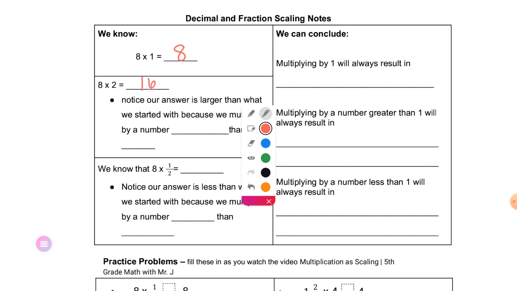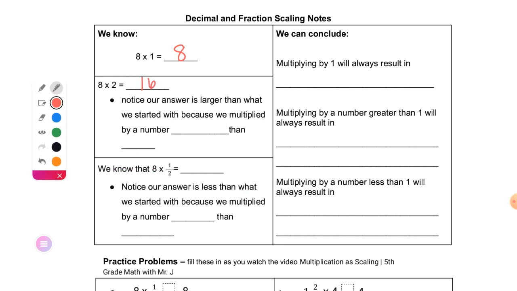So we all know 8 times 2 is 16. Now, this we haven't had to think about, but we multiplied 8 by a number that is greater than 1. So we should get an answer that's greater than what we started with. Do we agree that even though that's a new concept, that's still true to stuff we know? Okay? So notice our answer is larger than what we started with because we multiplied by a number greater than 1. Good job, Waylon.